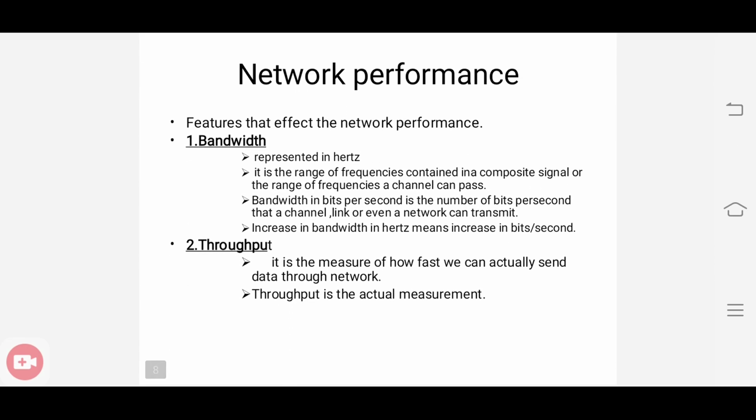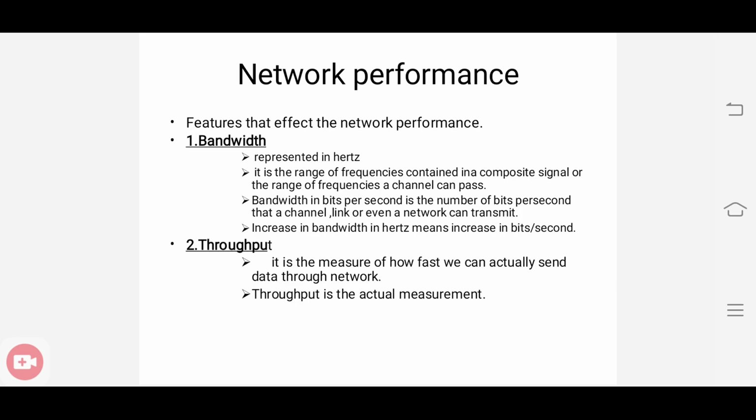And the next portion, how we can analyze the network performance. The features that affect the network performance are, first one, bandwidth. There are 5 factors which affect the network performance: first one is bandwidth, second one throughput, third one latency, fourth one bandwidth delay product, then fifth one is jitter. Clear? So there are 5 factors which affect the performance of a network, and the first one is bandwidth.